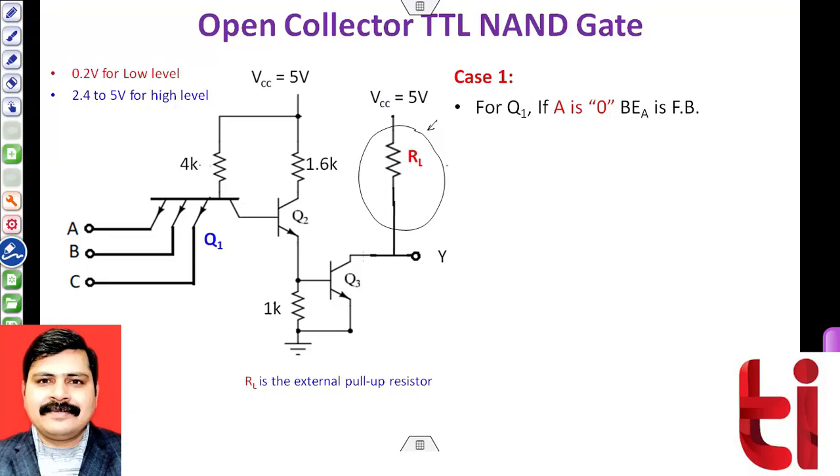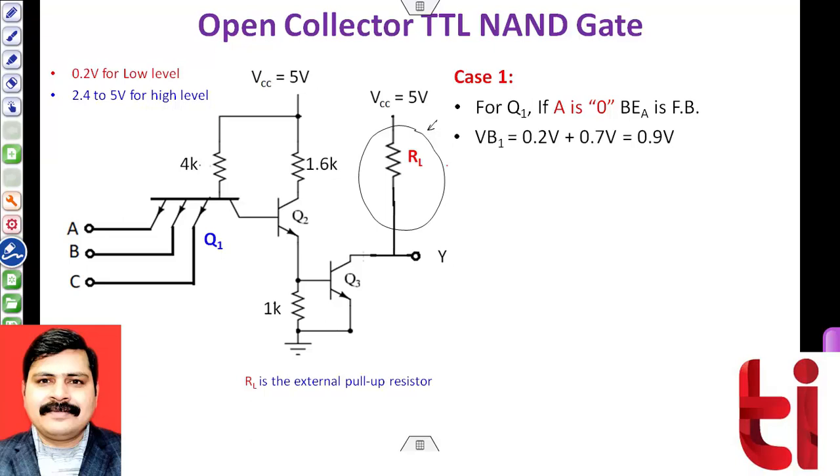VCC 5 volt is connected, and some voltage drop will be there. As this is connected to the base terminal, the drop across this resistance will be lesser. So the voltage over here is sufficiently large, which makes the base to emitter junction corresponding to input A forward biased. That means one of the base to emitter junctions will be forward biased corresponding to the input having value 0.